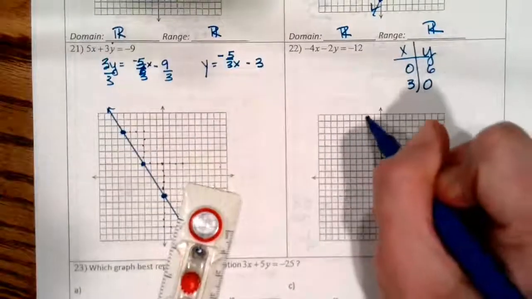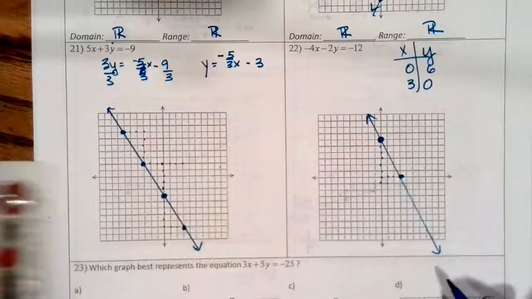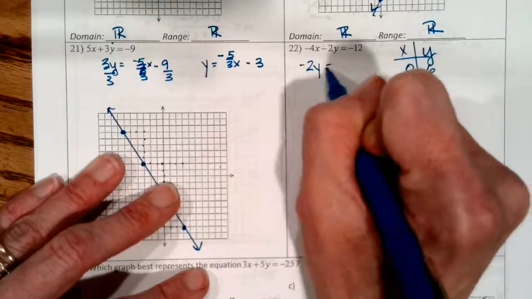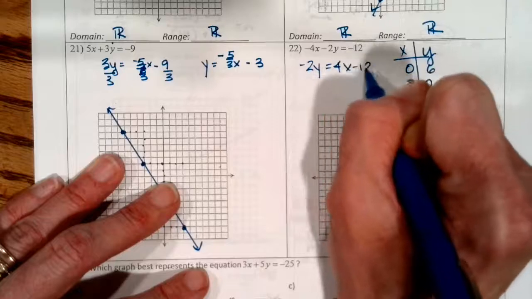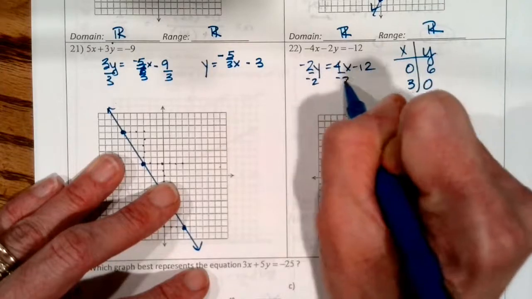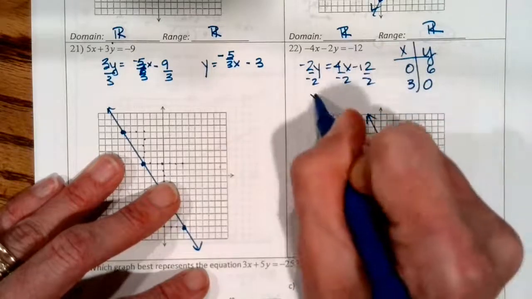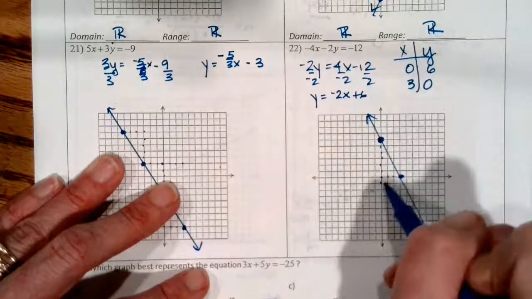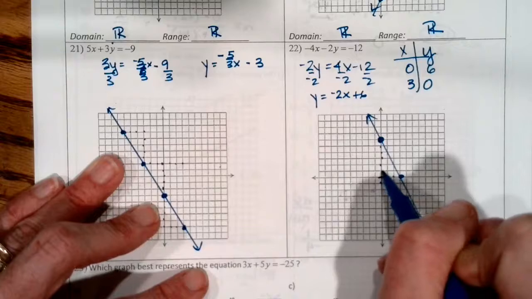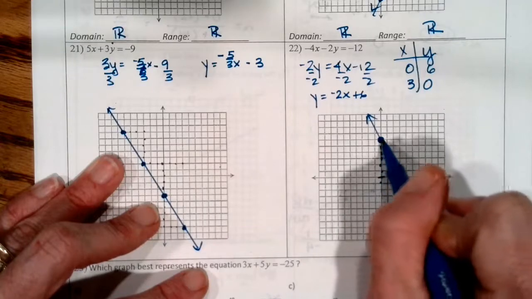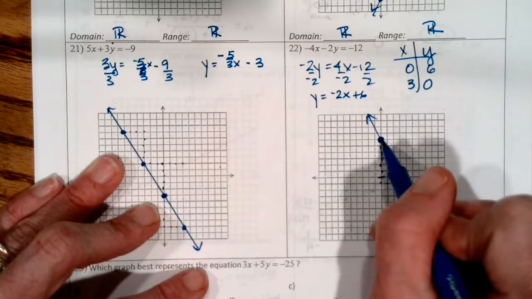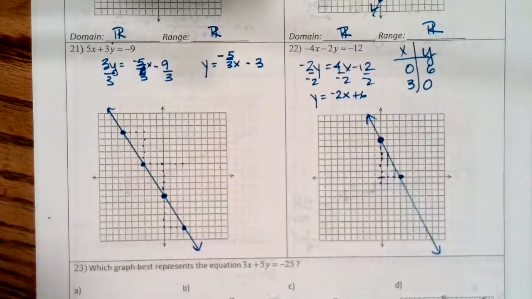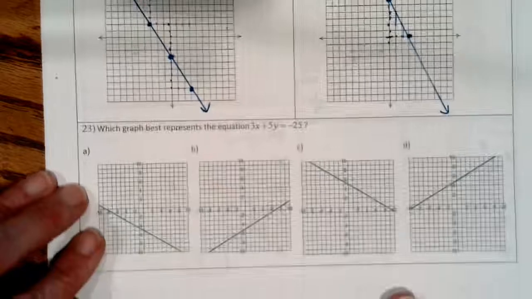Now, if you wanted to solve for y and get your slope and intercept, you could do that too. Negative 2y is equal to 4x minus 12. Divide by negative 2. Y is equal to negative 2x plus 6. If you look here, our intercept is 1, 2, 3, 4, 5, 6. And a slope of negative 2, down 2 over 1, down 2 over 1. It checks out. All right, next one.